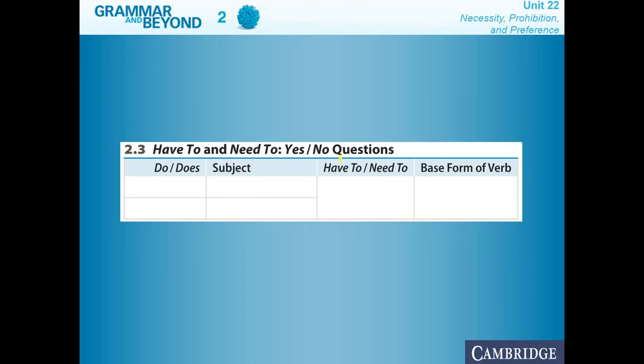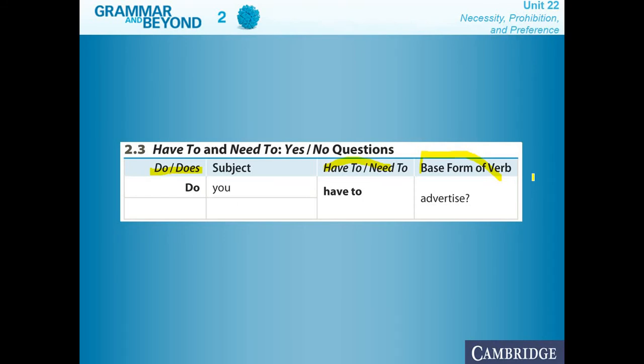Over here, I want you to notice that the structure is really simple. We're going to have do or does depending on the subject that we have, any subject, have to or need to, and the base form of the verb. Always remember this. When you're using have to or need to, you always will use the base form of the verb. We have the auxiliary over here. Do you have to advertise?